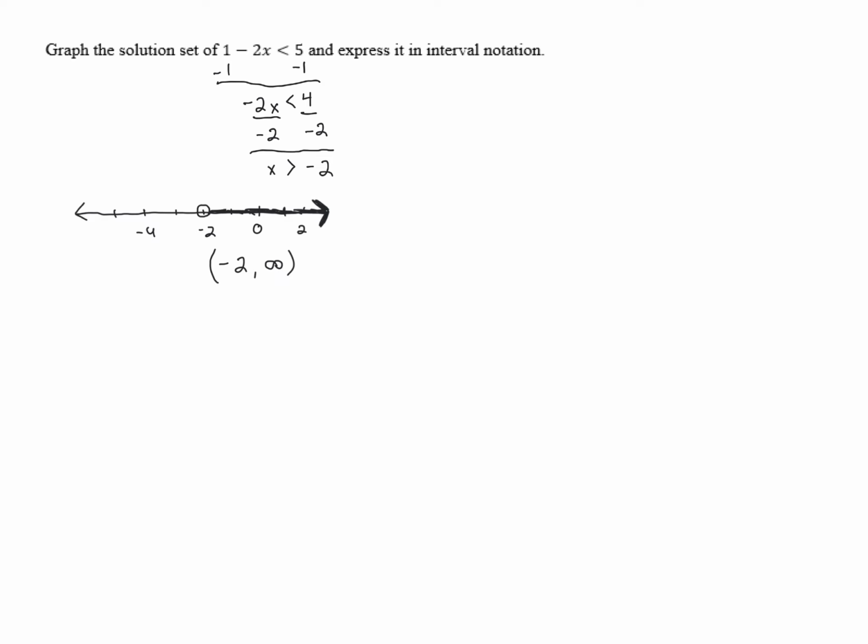Let's do one more. Graph the solution set of negative 3/2 is greater than or equal to y/5 plus 3/10 and express it in interval notation. Here we have an inequality with fractions in it. The very first thing we should do to simplify things is to multiply both sides by the least common denominator.